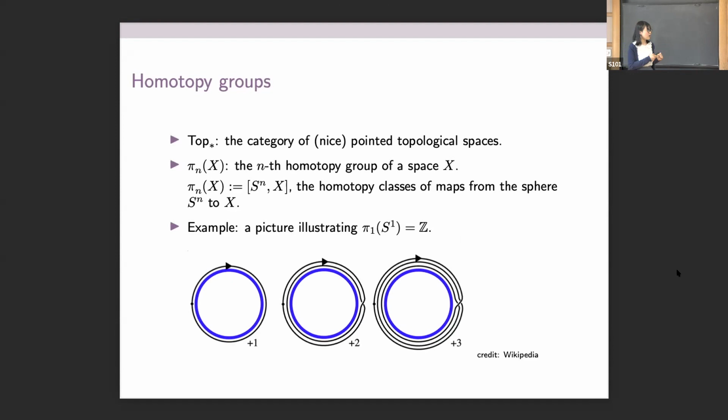So by definition, you need to look at maps out of S1, that is a circle, and a map out of S1 is you trying to find in your target space a loop. So up to homotopy, or up to continuous deformation, the only thing that matters is how many rounds you have, how many laps you have. And that's why the answer is the group of integers. So these three examples show you three representatives of the elements 1, 2, and 3 in this group.